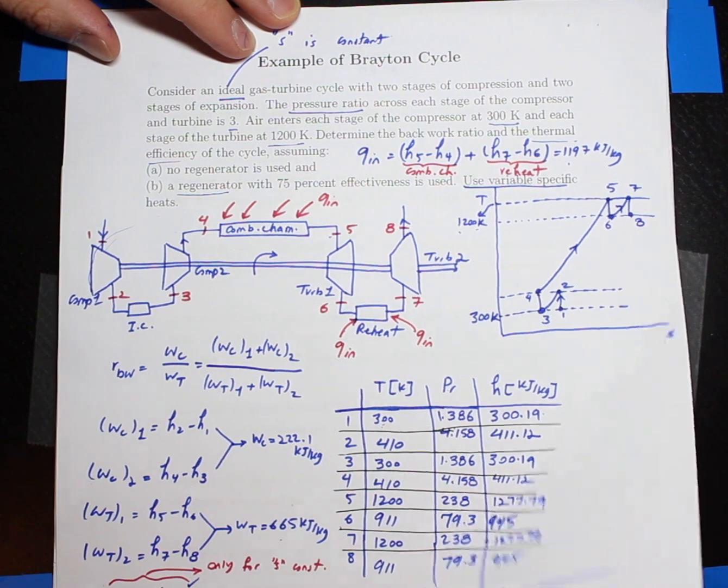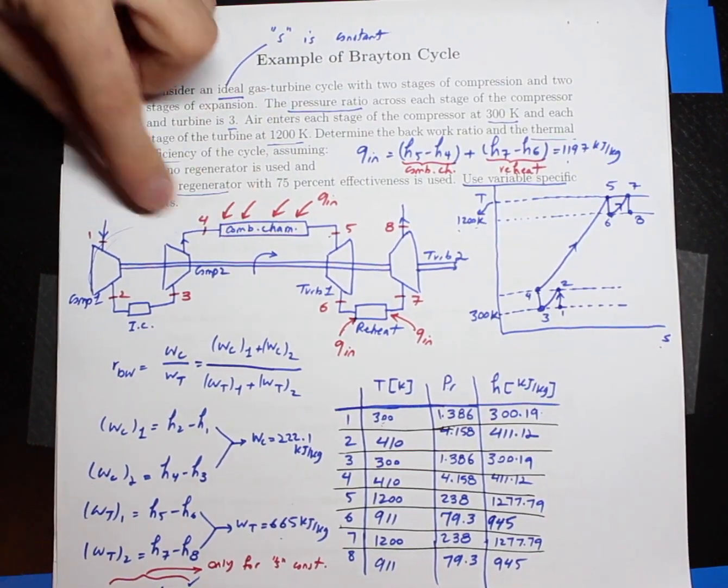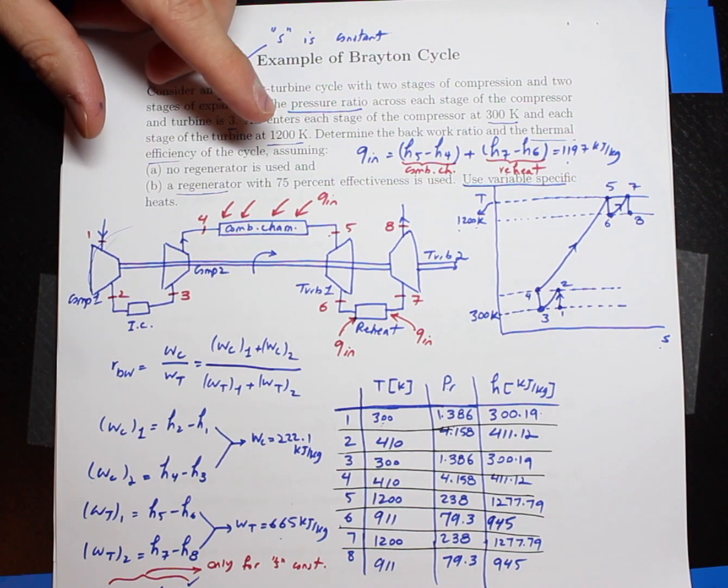So what I'm going to do, I'm going to do part B similar to part A. In fact, the schematic looks pretty much the same. The only difference in part B is we are going to have a regenerator, okay? So let's do that.